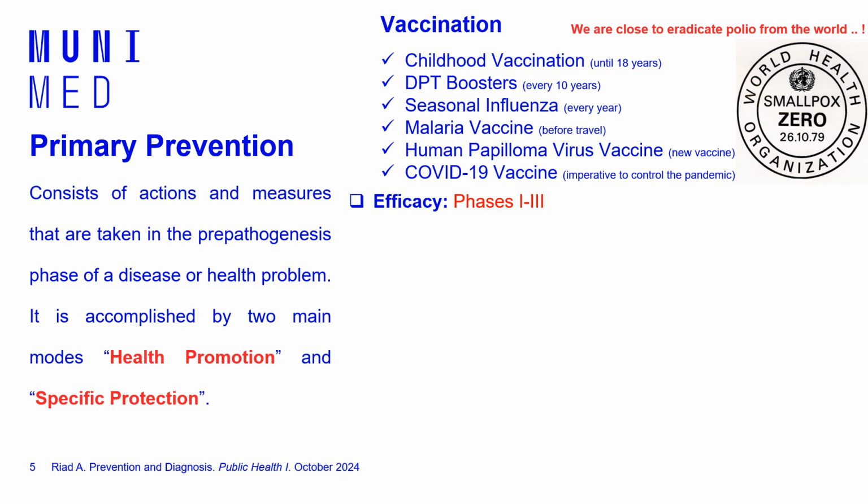And this takes place not only one time or two times, but three times. In each phase, the number of volunteers increases. Usually phase 1 includes between 20 to 50 patients. Phase 2 has a similar number, but in phase 3 we usually need hundreds of cases in order to ensure the efficacy of the vaccine.